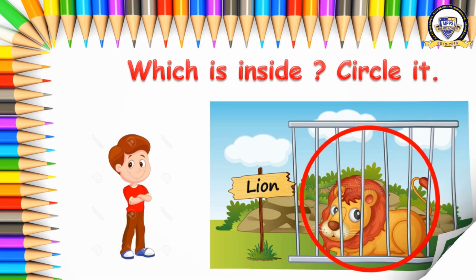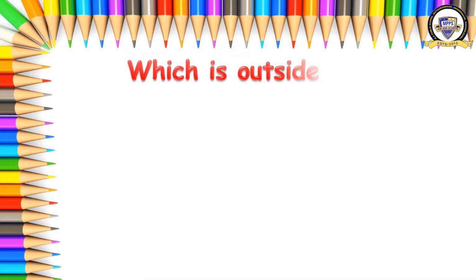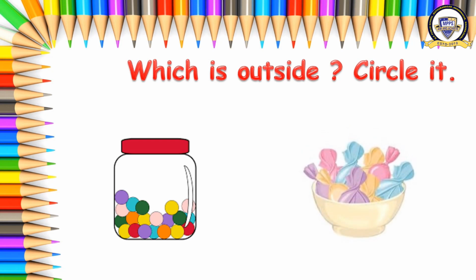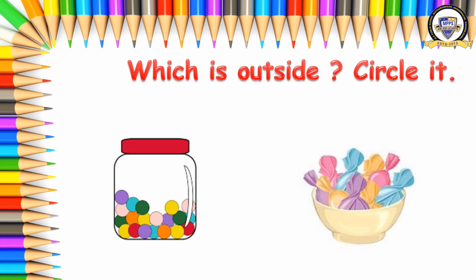Okay. Now the second question. What is the second question? Have a look here. What is the question? Which is outside. You have to mark the outside one. Okay. See the picture. What is there inside? Candies. Do you like it? Yes. Sweet, right? Okay, this is the first picture and the second picture. What are these? These are toffees. You like both of them.